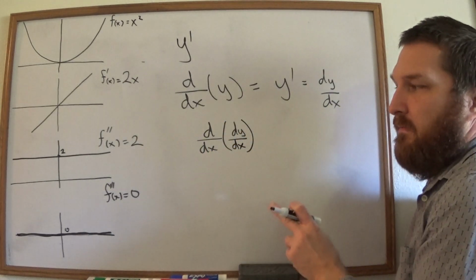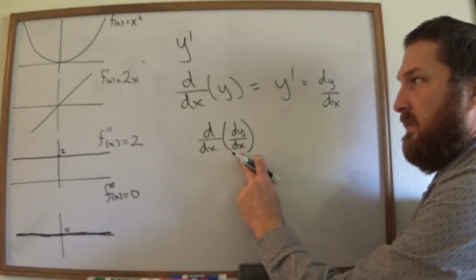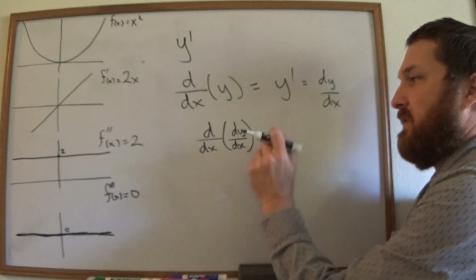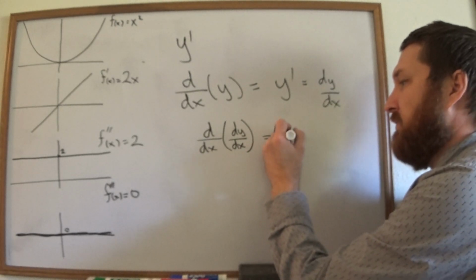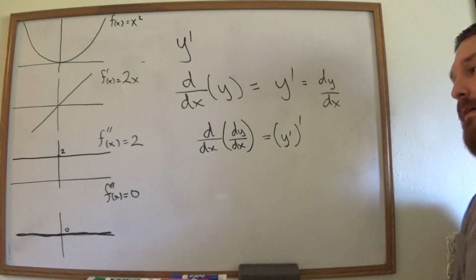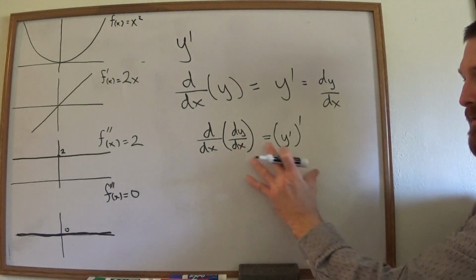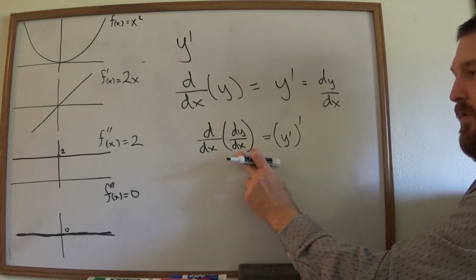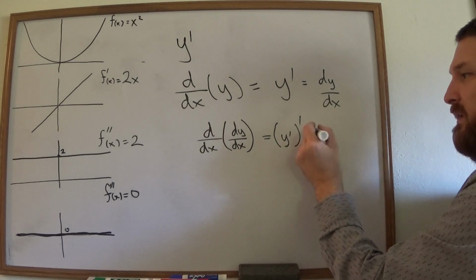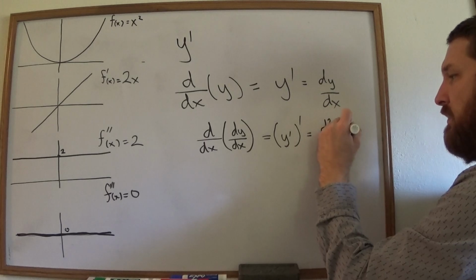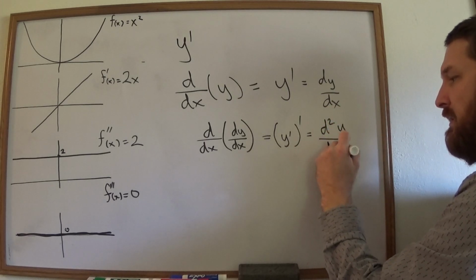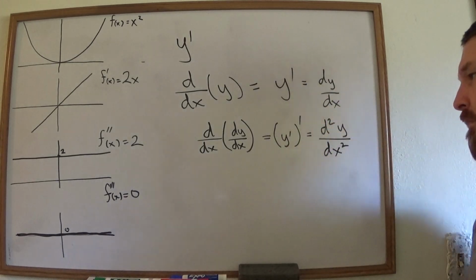We don't write it like that, right? We're saying take the derivative of this thing, which is the same thing as saying take the derivative of this thing. It means the same thing. Now we don't, but when we write this out, we have a nice nifty notation for that, and it's d squared y dx squared.